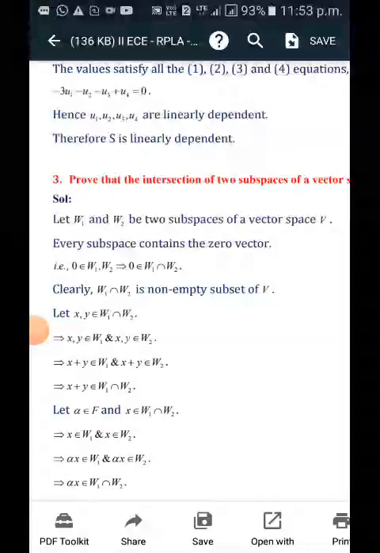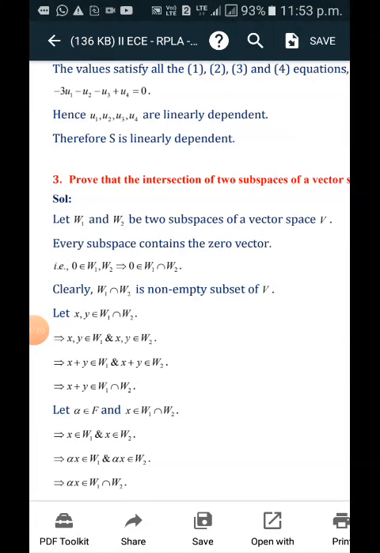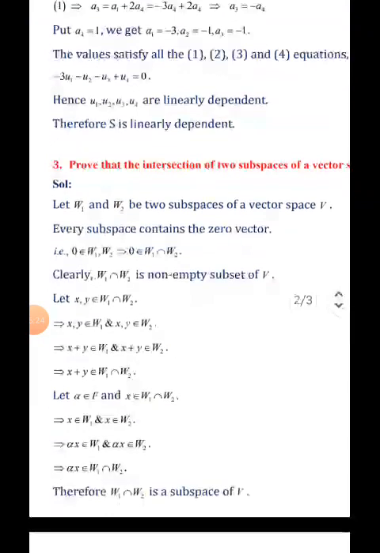So let us take two subspaces W1 and W2 of a vector space V. By the result, every subspace contains a zero vector, that is, 0 belongs to W1 and W2. Then this implies 0 also belongs to the intersection of W1 and W2. So clearly W1 intersection W2 is a non-empty subset of V, because it contains the zero element.